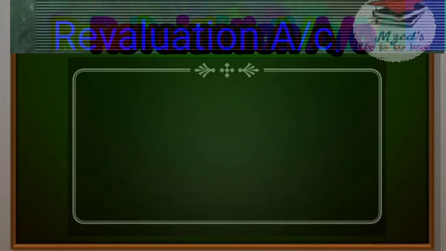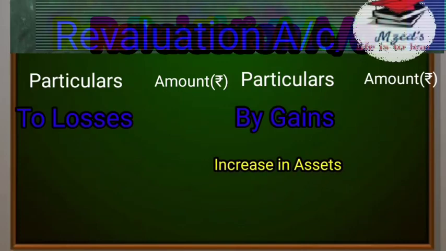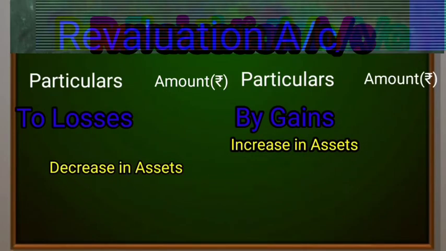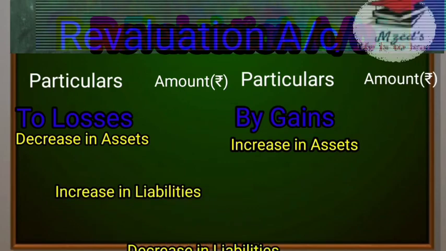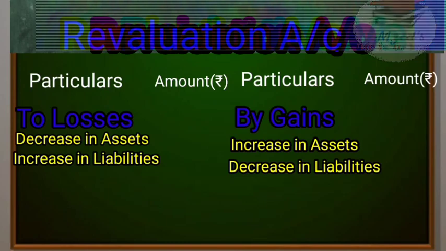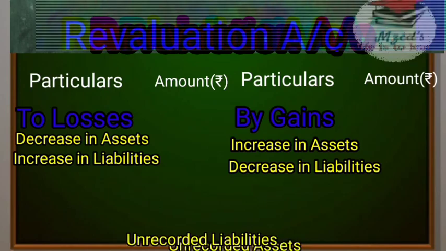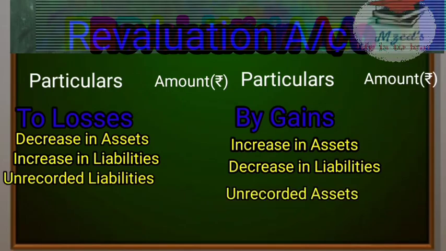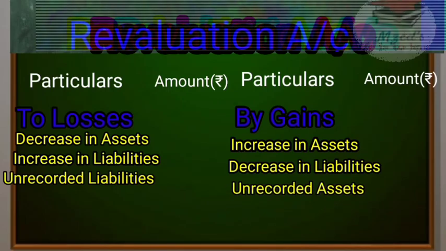So here we will see what are debit, what are credit. By gains, by losses. To loss means debit, by gains means credit. Increase in asset credit, decrease in asset debit, increase in liability debit, decrease in liabilities credit, and unrecorded liabilities debit, unrecorded assets credit. So all gains are credit, all losses are debit. So we will see the question.